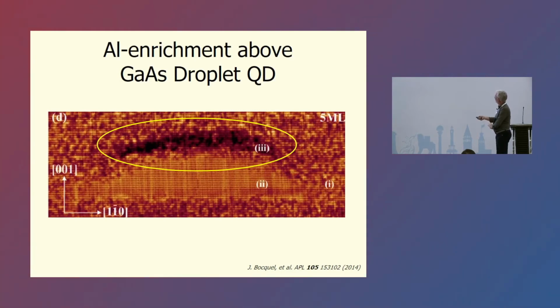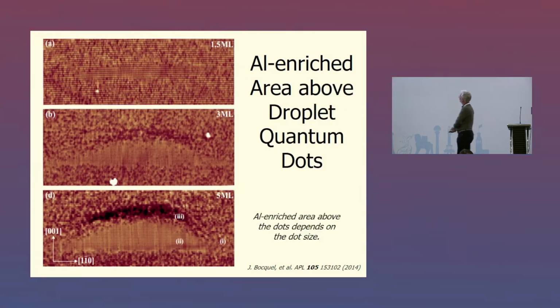This is a general thing. The previous dots were grown in Japan at NIMS. These are dots now grown in Milano. Here we see the gallium arsenide droplet dots. There is again such an area where we have an enhancement of the aluminium concentration. That effect seems to depend on how much gallium we actually deposit, so how big the quantum dots are. If you go from 1.5 monolayers of gallium to 3 and to 5, we see that this enrichment of aluminium above the dots is enhanced.